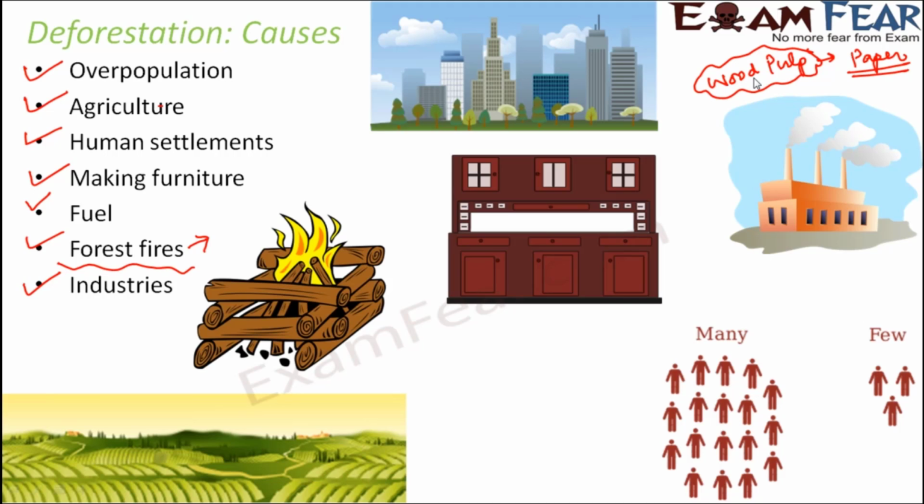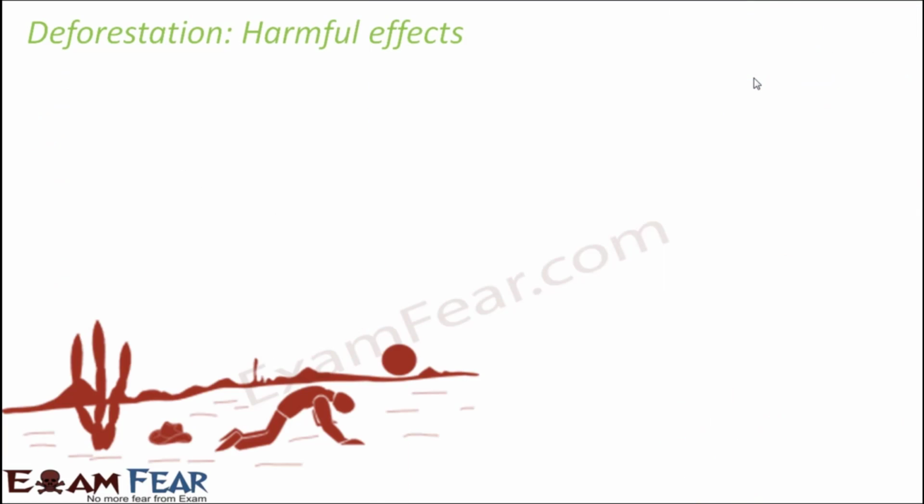So paper is not the only substance which is manufactured by human beings. There are a lot of substances getting manufactured in industries and factories, and setting up these industries and factories is often at the cost of cutting down forests. Now let us look at the harmful effects of deforestation.